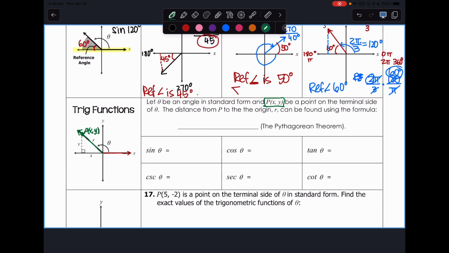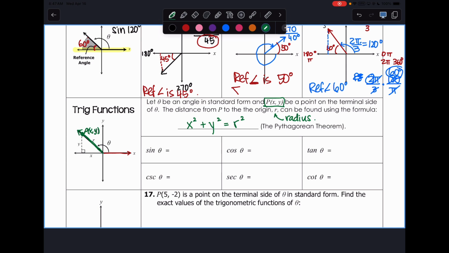The distance from P to the origin is the radius. This is talking about the radius. Are we clear on that? Do you agree that that's the radius of a circle? Okay. It can be found using the formula x squared plus y squared equals r squared. Right? R is the hypotenuse. X and y are my, sorry, the legs. And that should take you right where you need to be.